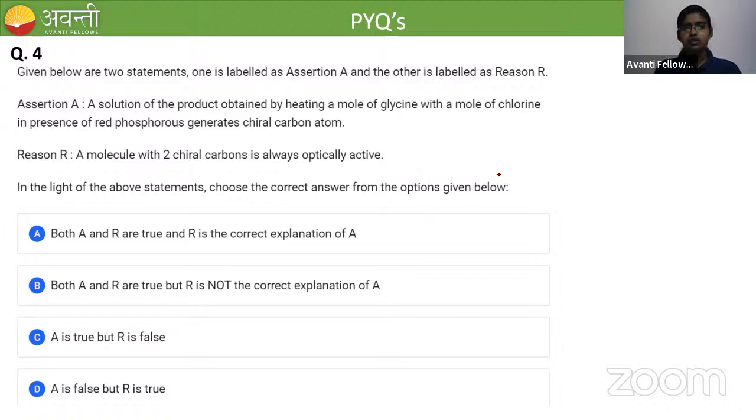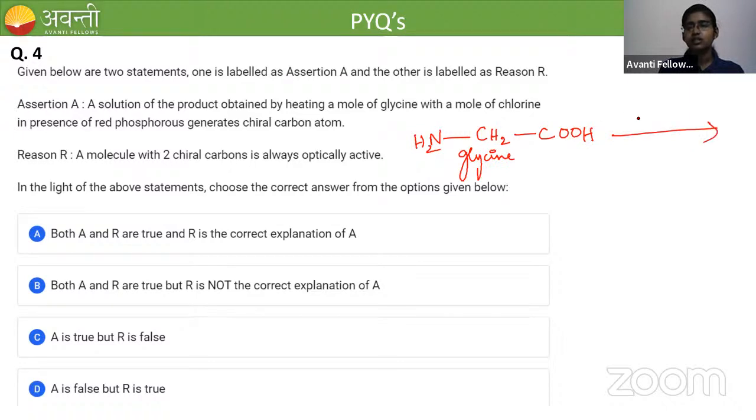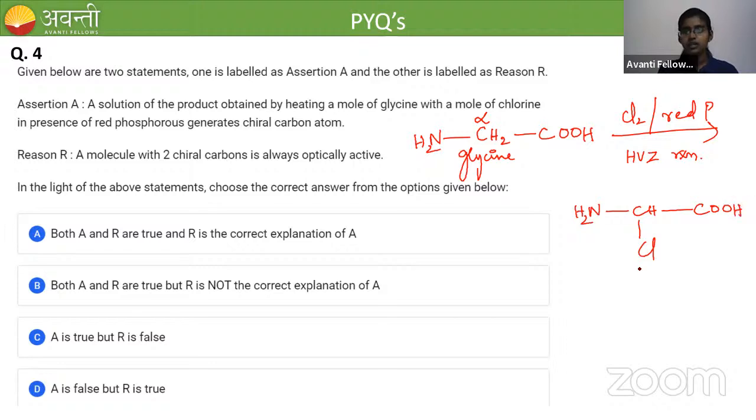Okay. So the solution of the product obtained by heating of 1 mole of glycine. So what is the formula for glycine? It is CH2, COOH and NH2, right? So this is called glycine. It is treated with chlorine in presence of red phosphorus. And what is the name of this reaction? In the aldehydes, ketones, and carboxylic acid lesson, you might have studied this reaction. So this reaction is called the HVZ reaction. In the HVZ reaction, the alpha hydrogen will be substituted by the halogen, right? So the ultimate product will be one of the alpha hydrogens substituted by chlorine and COOH remains the same. So this is the product.